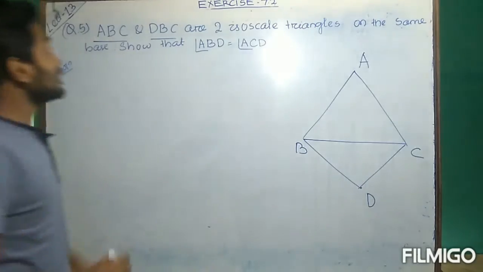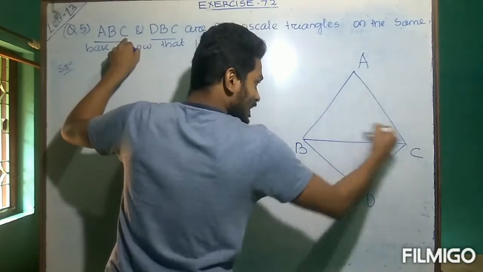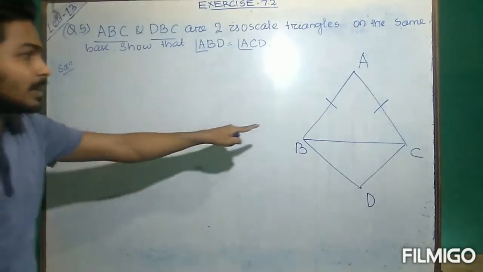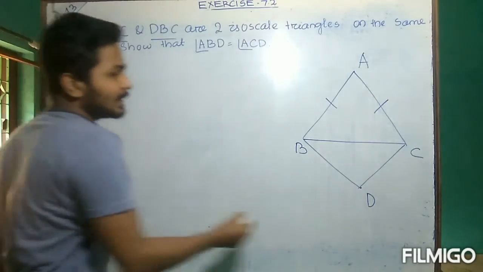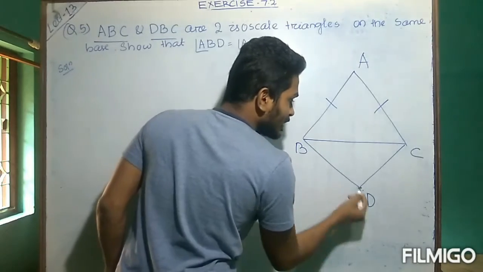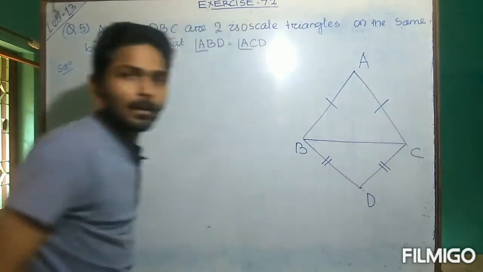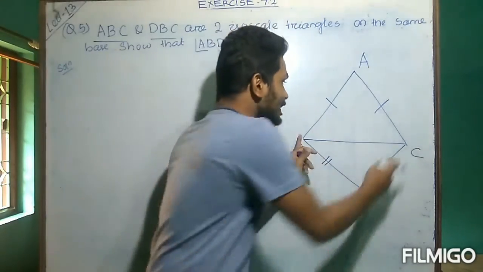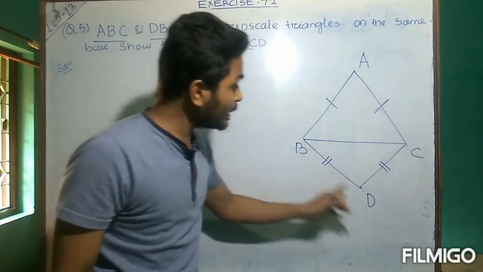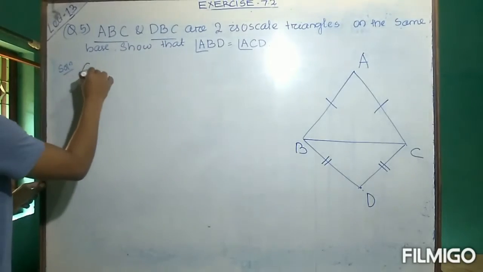It is given that ABC is an isosceles triangle, so we can write this side is equal to this side. And DBC is another isosceles triangle in which this side is equal to this side, DB is equal to DC. Both the triangles have the same base BC. ABC triangle lies on base BC and DBC triangle lies on the same base BC. It is clear now.